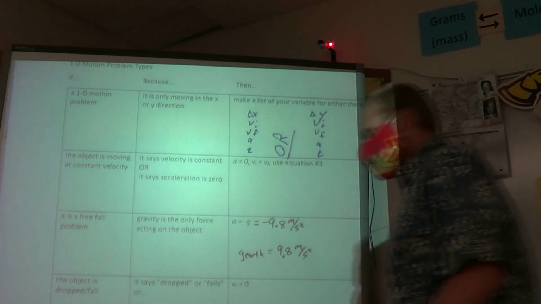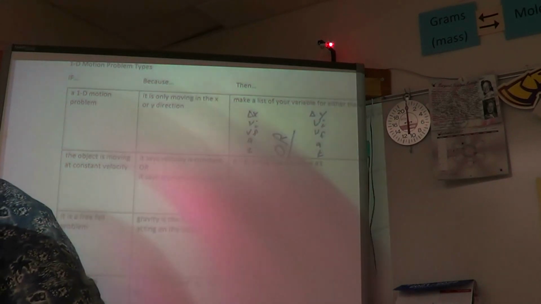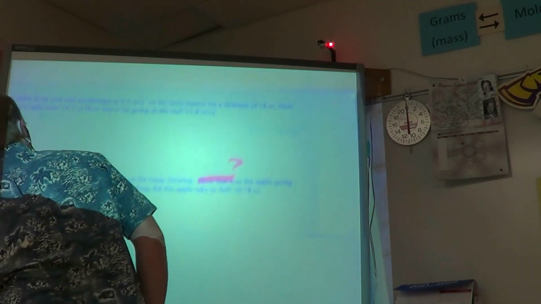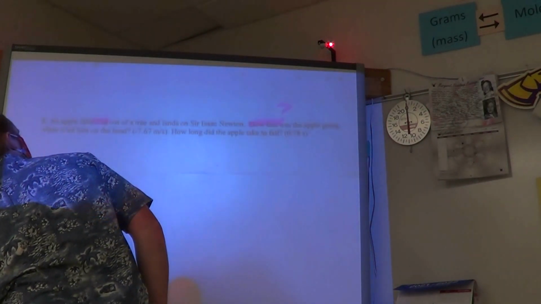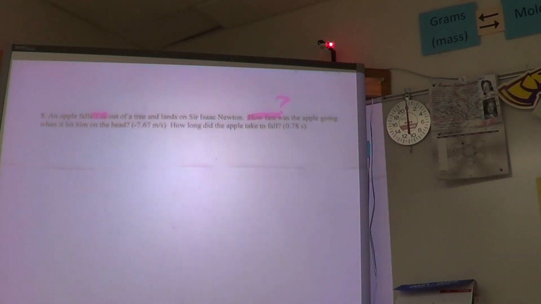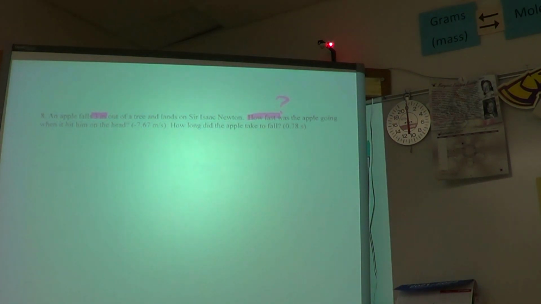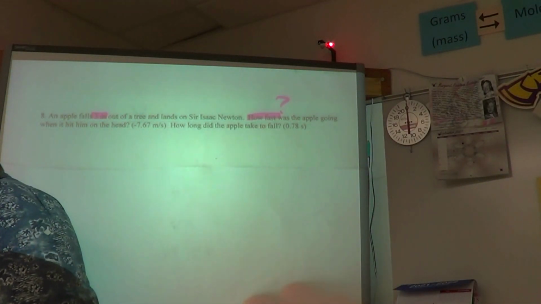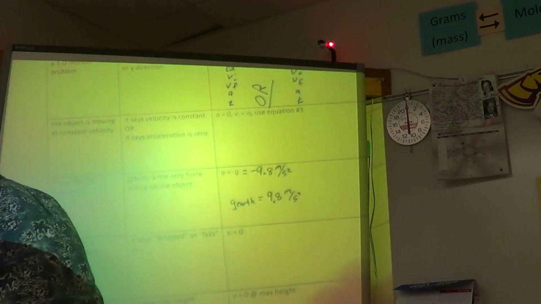So we take a look at in-class problem number 8. We read through it yesterday, and I know we already picked the equation, so we'll go through this again. It says an apple falls 3 meters out of a tree and lands on Sir Isaac Newton. How fast was the apple going when it hit him on the head? And we're going to stop there and pretend that second question doesn't exist yet.